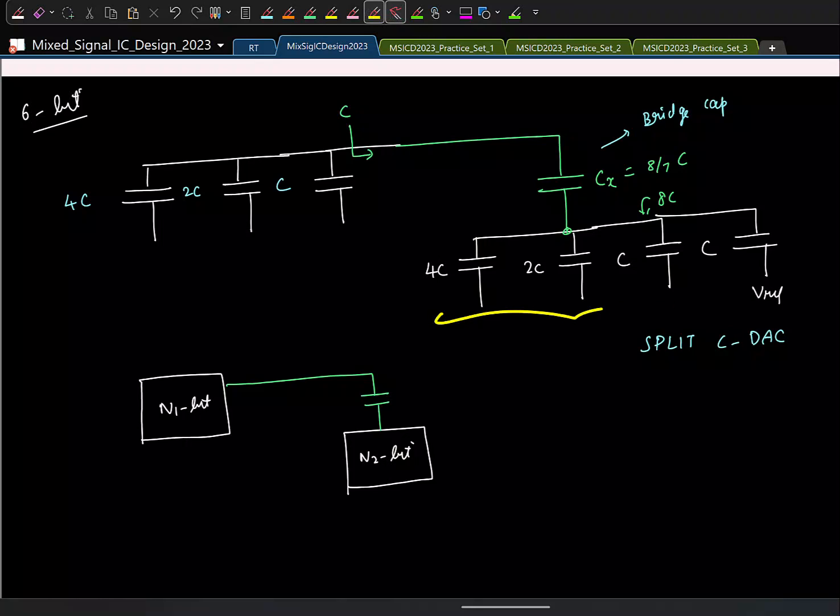Now when I had a 3-bit DAC here, the capacitor I used was 8 by 7C. Now I have an N2 bit DAC. What do you think the value of this must be? We had a 3-bit DAC here, and 3 bits gave 8 by 7. So it is 2 power N2 divided by 2 power N2 minus 1. This should be the capacitance value. And this goes to the comparator as usual. No other change.